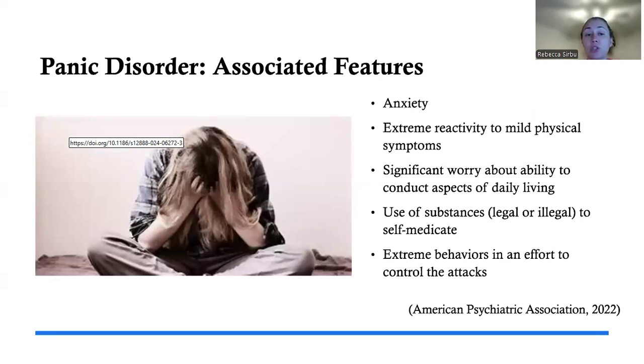Some of the associated features with panic disorder are anxiety, extreme reactivity to mild physical symptoms, significant worry about ability to conduct aspects of daily living, substance use, whether legal or illegal, to self-medicate, and extreme behaviors in an effort to control the attacks. So for example, if attacks are started by perception of increased heart rate, an individual may avoid any type of exercise or activity that would increase their heart rate.